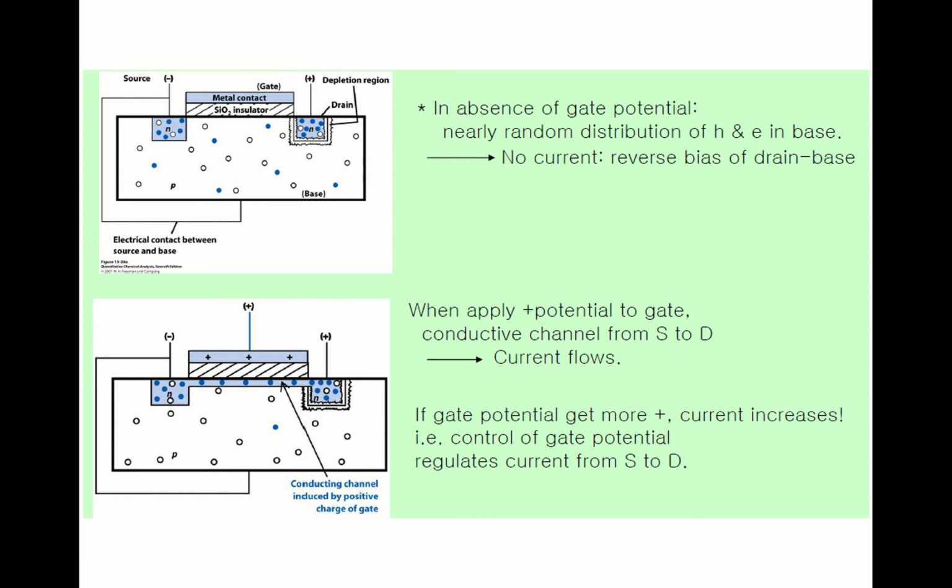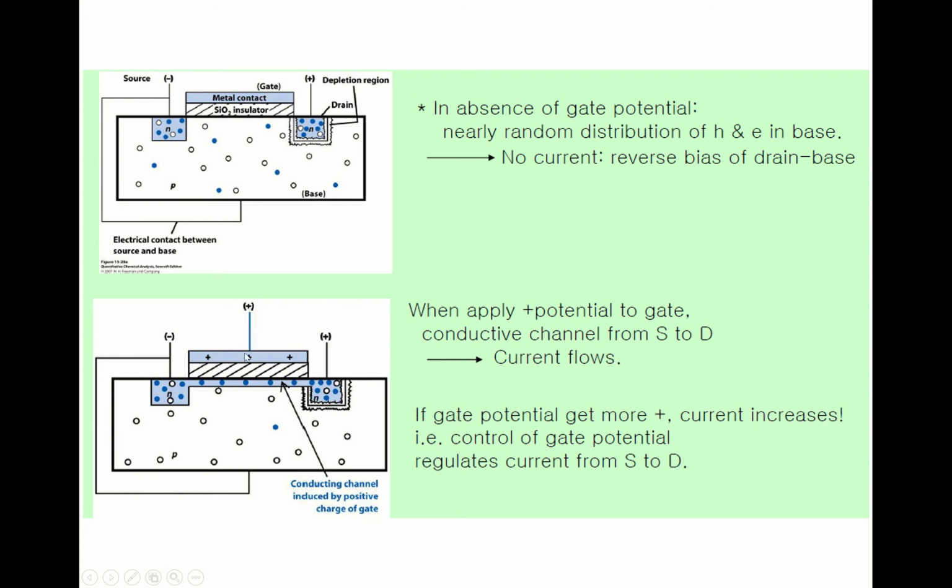Although if you don't follow me, that's okay, but try to understand. And your textbook explains it well. Okay, let's think about that. When you apply a positive potential to the metal contact at this gate, since the metal is a conductor, but silicon dioxide is an insulator.